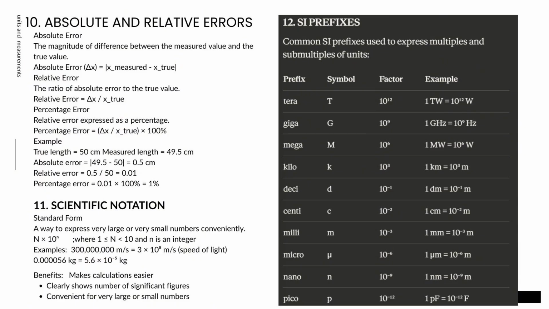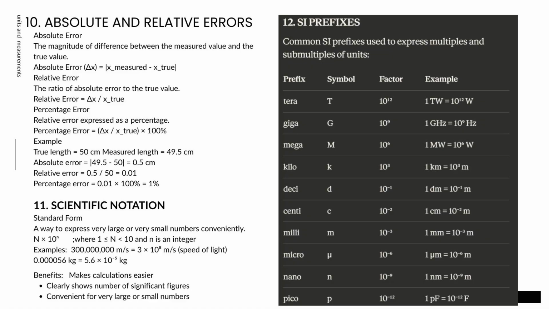But now, when you are going to the front, for the 0.000056, you have 1, 2, 3, 4, 5. So we have 5.6 times 10 raised to the power minus 5. The benefit is that it makes calculation easier. It shows number of significant figures, and it is convenient for expressing very large or very small numbers.